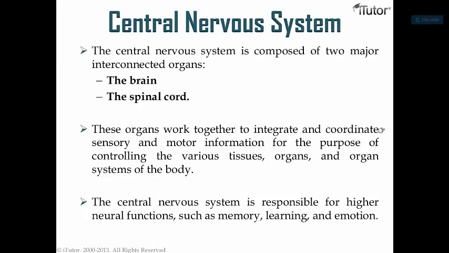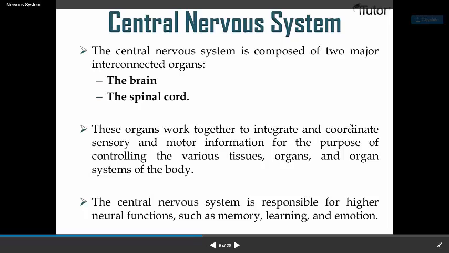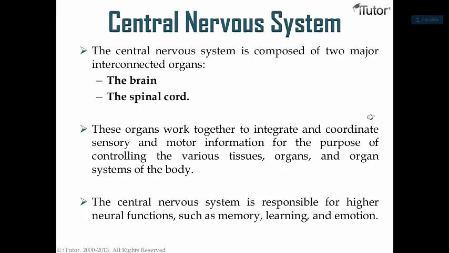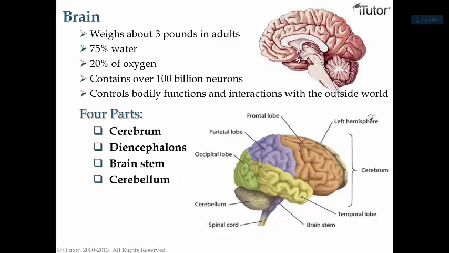So, the central nervous system, which is formed of the brain and the spinal cord: these organs work together to integrate and coordinate sensory and motor information for the purposes of controlling the various tissues, organs, and organ systems in the body. The central nervous system is responsible for higher neural function, like what? Like, of course, memory, learning, and emotions. These are called higher neural functions because they are mainly present in higher organisms like humans.